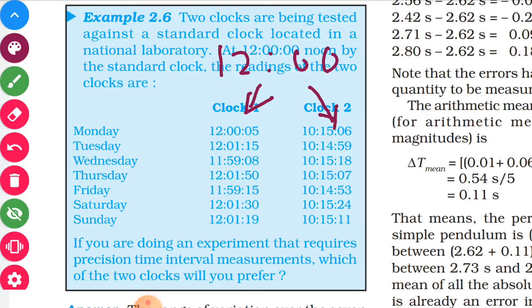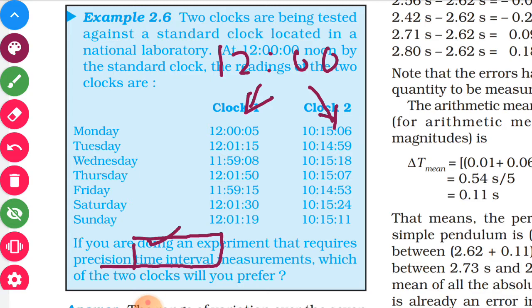If you are doing an experiment that requires a precise time interval, now see, the word time interval is used. We want to measure the interval of time, we do not want to measure a fixed time. We are not concerned about that. We are concerned about the range of the time interval. We want to measure the time range. Say we want to measure 3 minutes or 5 minutes. Then which clock will you prefer?